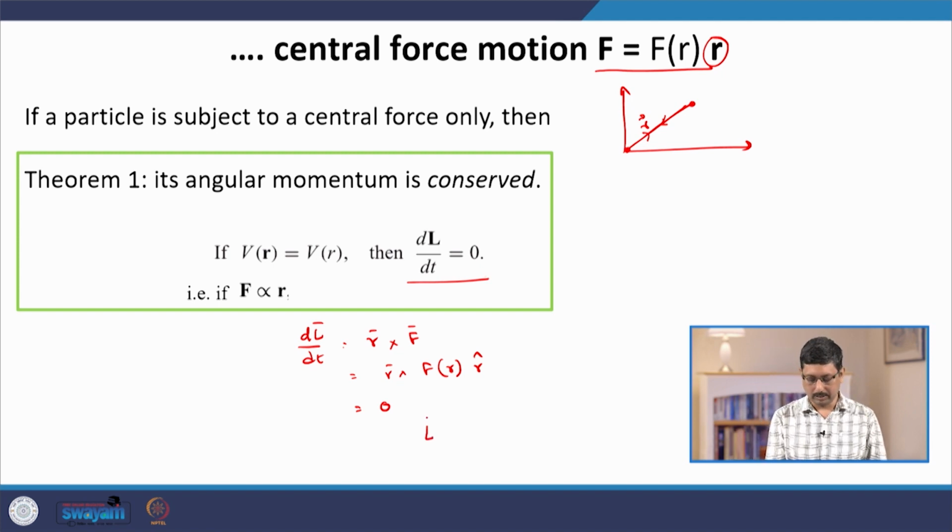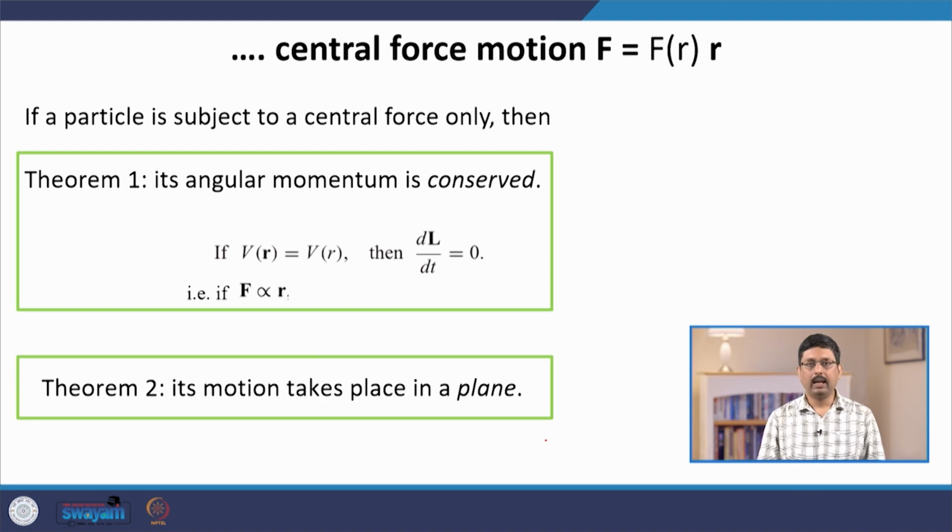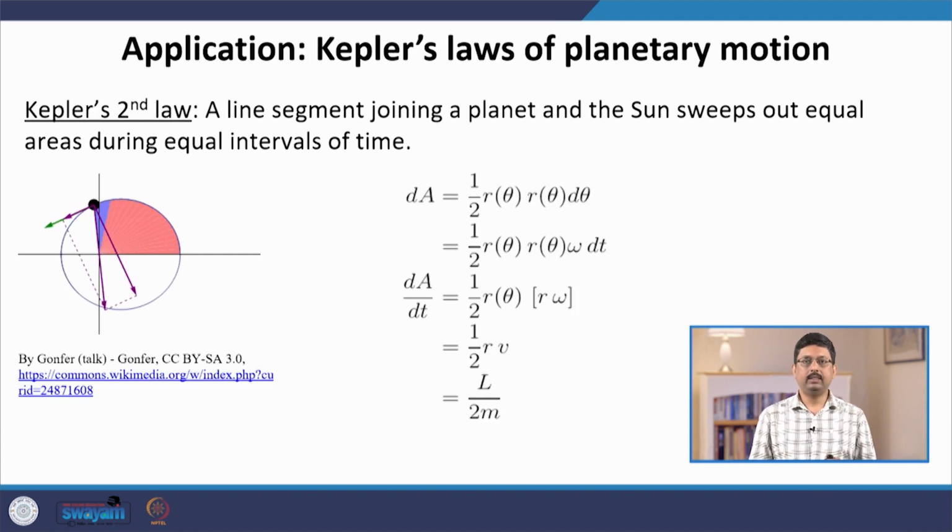That means that L is conserved, that is, the particle's angular momentum is a constant. Geometrically, if the angular momentum is constant, the only way it is possible is if the particle is moving in a plane which is perpendicular to the direction of the angular momentum. That is the only way the angular momentum can remain constant. You can check that. So, here is a very important application of these simple concepts.